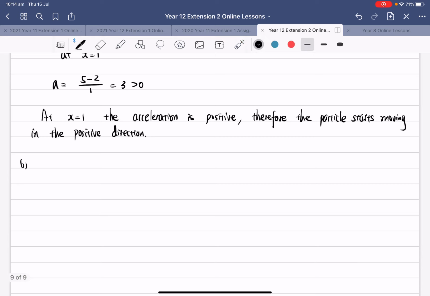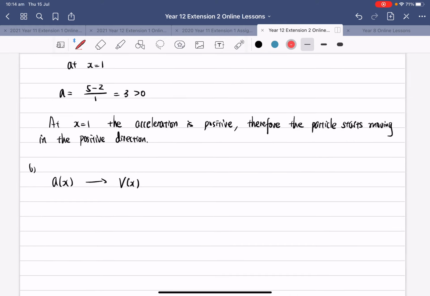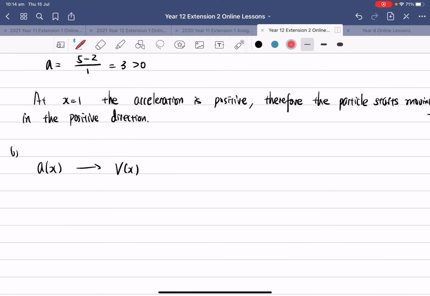So let me just show a little flowchart here. We have the ax function. We need to change that into the vx function. The way to do that is we're using the formula v dv over dx to help us to do that. Okay, so once you know how to do the conversion, it's actually pretty easy.